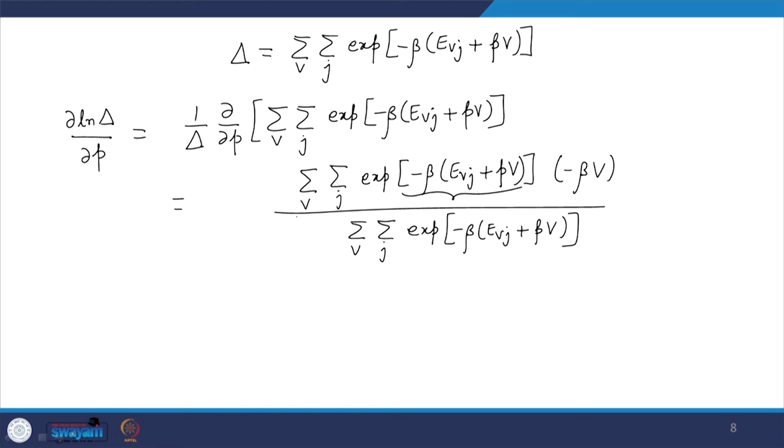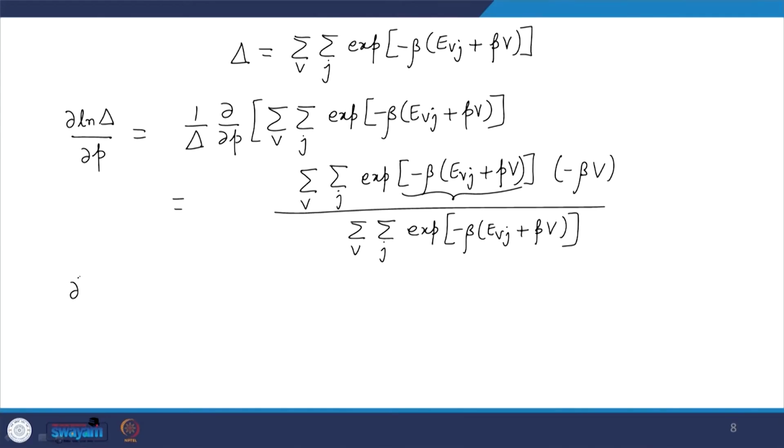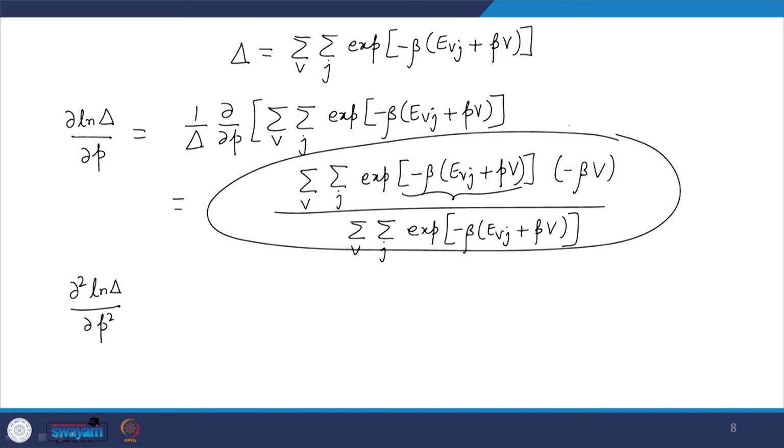Keep in mind that earlier we were doing with respect to theta, but theta is equal to beta multiplied with the pressure. Now, let us say if I do the second derivative, so I have to differentiate whatever result we have obtained with respect to the pressure again. So, you will have the denominator multiplied with the derivative of the numerator minus the numerator multiplied with the derivative of the denominator divided by denominator whole square.